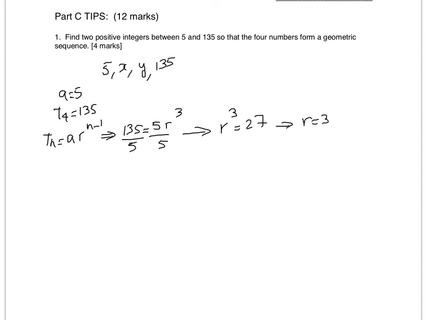Since I know what r is, I can find the next two numbers. So I can say 5, the first one, and then 3 times 5 is 15, then 15 times 3 is 45, and then 45 times 3 is 135.